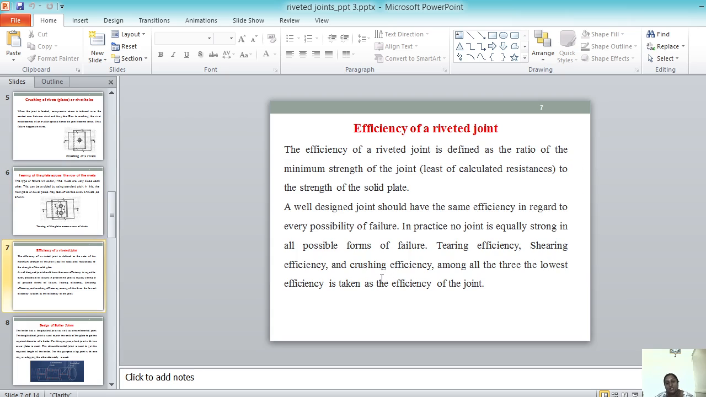Efficiency of a riveted joint. It's actually a ratio. Efficiency is always a ratio. Efficiency of a riveted joint is defined as the ratio of the minimum strength of the joint to the strength of the solid plate. Minimum strength of the joint to the strength of the solid plate.